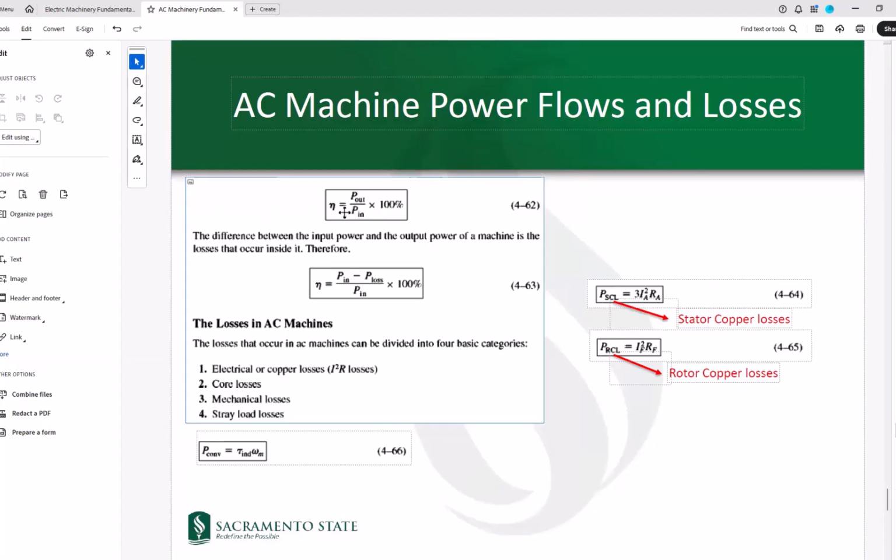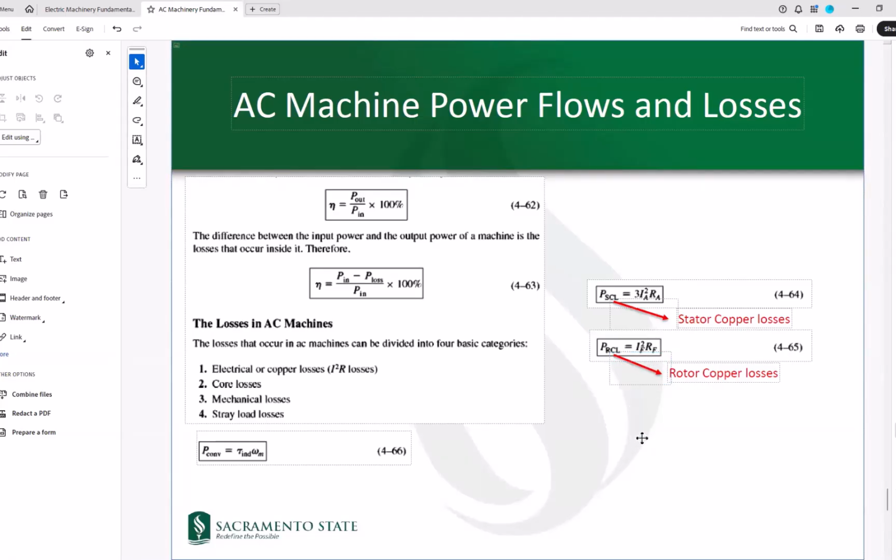So the efficiency of the machine would be the output power over the input power times 100, where output power would be the input power minus the P losses. And basically losses in the machine are in the form of copper losses, core losses, mechanical losses, and stray losses. Where the stator copper losses can be expressed in terms of 3 RA IA squared, where this 3 is coming from the fact that you have a three-phase machine. IA is the magnitude of the RMS current. And in the field circuit, that would be RF IF squared. That's the rotor's copper losses.